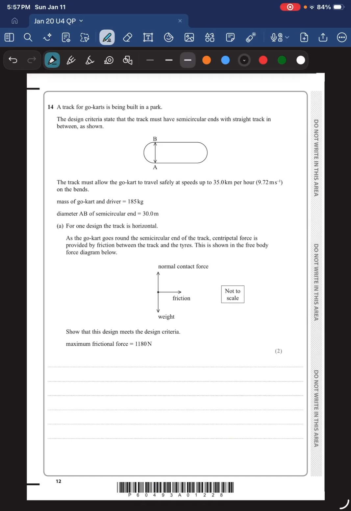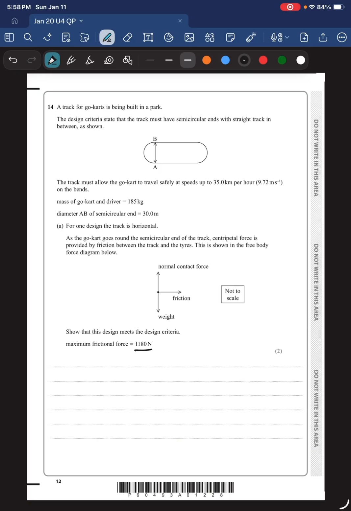The mass of go-kart and driver is 185 kilograms. The diameter of the semicircular end is 30 meters. For one design, the track is horizontal, okay? As the go-kart goes around the semicircular end of the track, centripetal force is provided by friction between the track and the tires. This is shown in the force diagram below, okay? Show that this design meets the design criteria. The maximum frictional force is 1180 newtons.